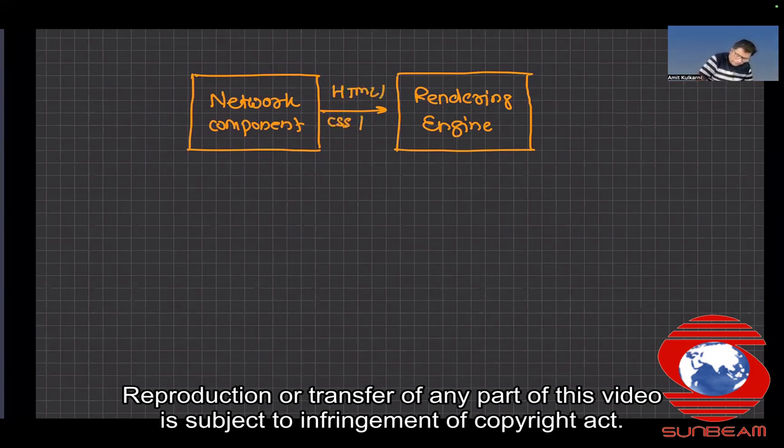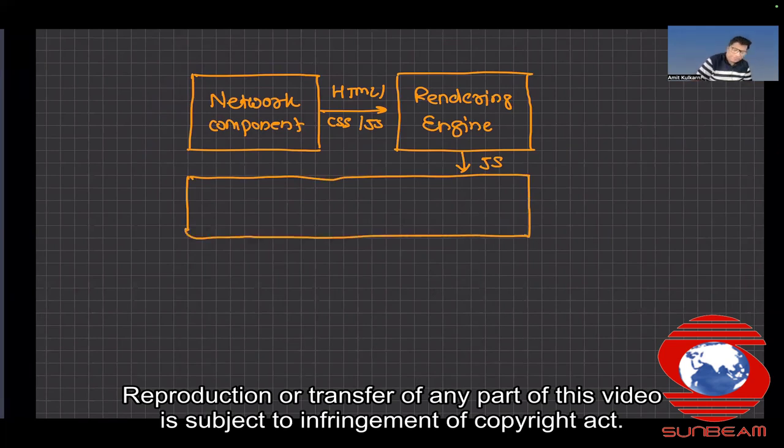The rendering engine converts HTML and CSS into JavaScript objects. Why JavaScript objects? The reason is very simple. The browser can execute only one language, and that is JavaScript. Why? It is because it has got a JavaScript engine. This JavaScript engine is also known as a browser engine. The entire browser is based upon that JavaScript engine or the browser engine.